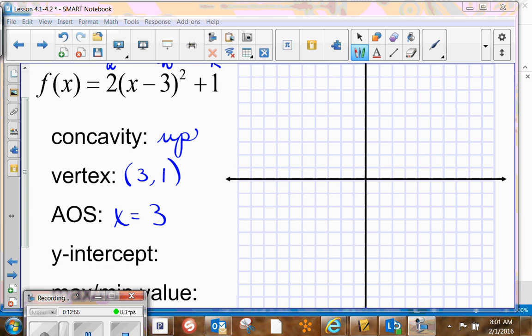The y-intercept is where x equals 0. Well, we'll plug 0 in for x. 0 minus 3 would be negative 3, squared, that would be 9. Times 2 would be 18. Plus 1 would be 19. That's going to be way up there.